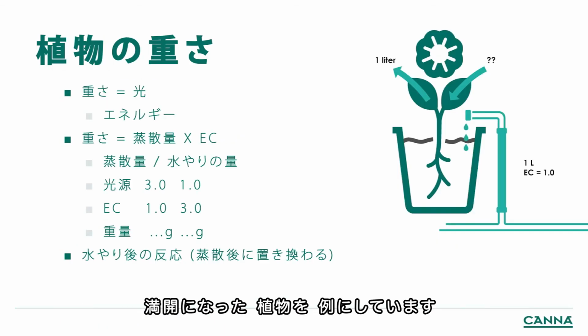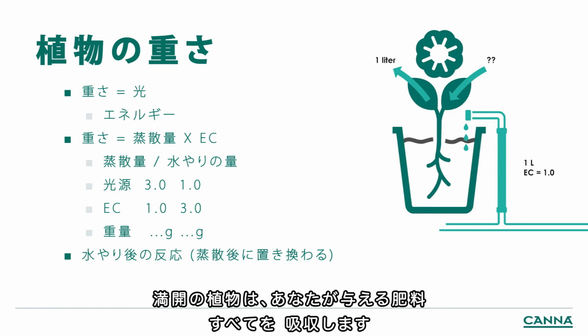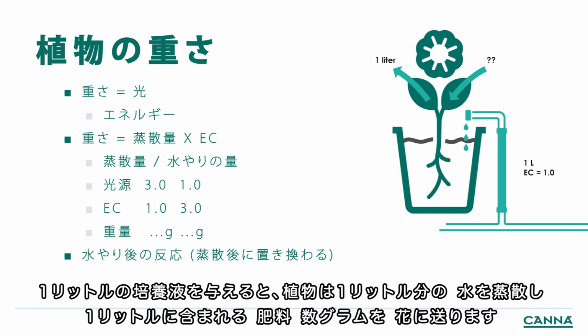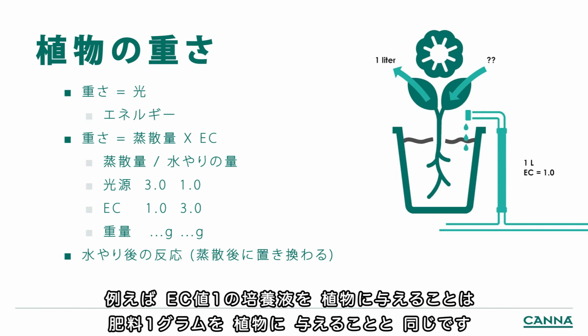Well, in this case we have an example about a plant with enough flowers, so he can take all nutrients which you can give it. I give 1 liter, and that liter the plant will transpire. And with the liter you bring the grams into the flower. Because we give an EC of EC1, that means 1 gram will go into the plant.